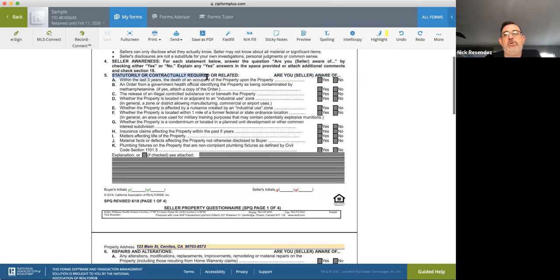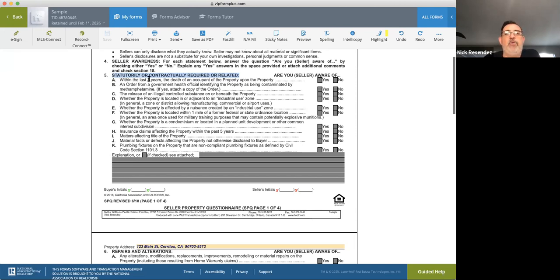statutorily or contractually required or related. These 10 questions here are statutorily required, meaning the local or city, state, or county government requires these by law, these questions by all parties. So even if a party is exempt from the transfer disclosure statement, they still are going to answer these questions, albeit on a different form, which we'll look at in a second. So what are the statutory requirements?